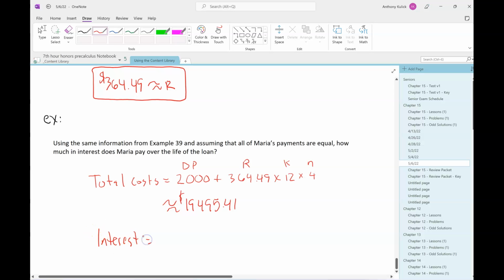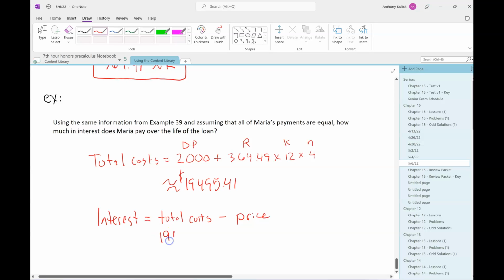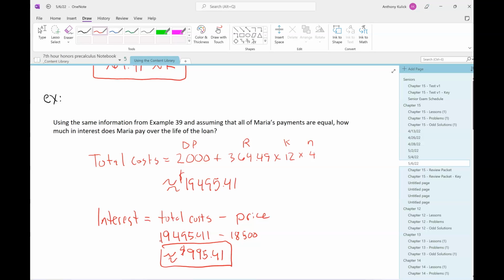How much of that was interest on our loan? I'm going to take the total cost and subtract off of it the price, right? So I ended up paying about $1,000 in interest. What do you guys think?